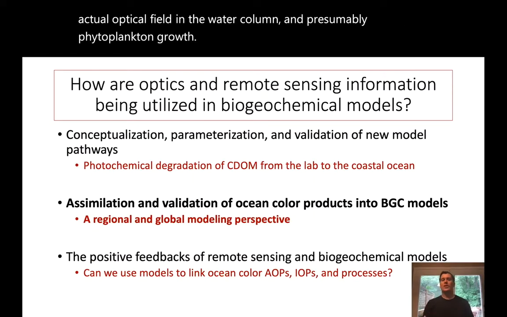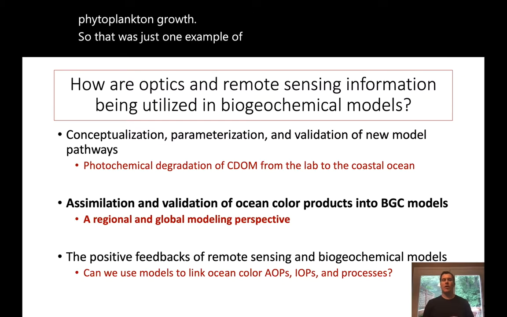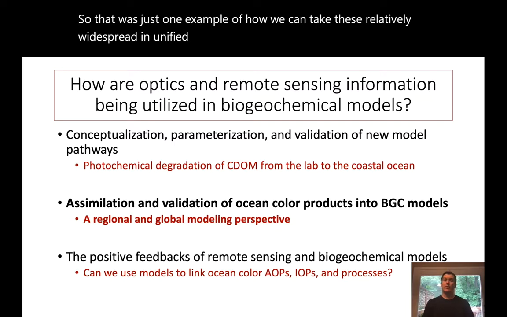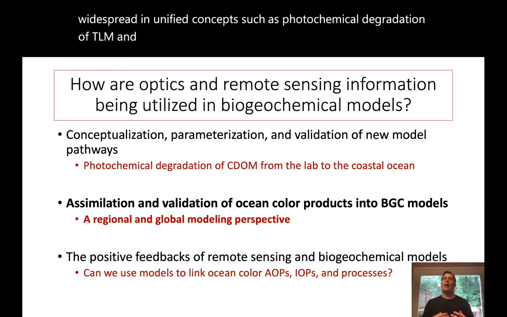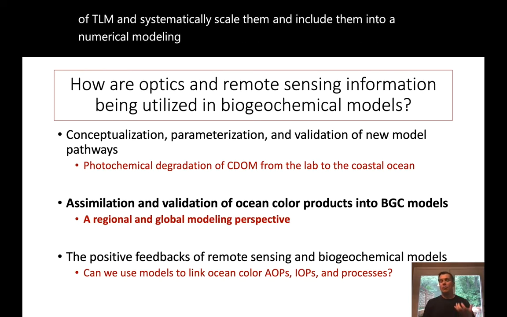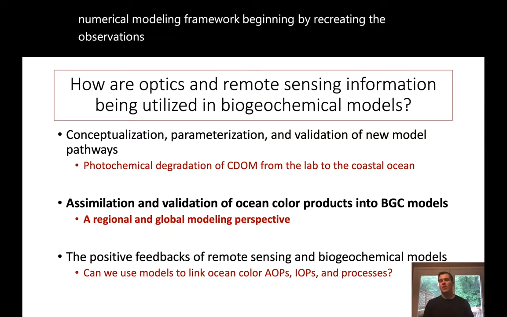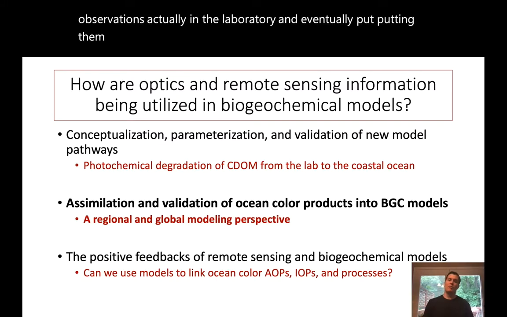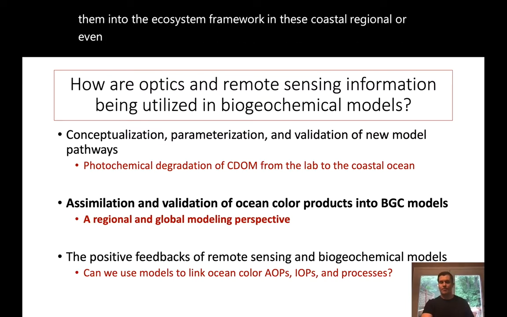So that was just one example of how we can take these relatively widespread and unified concepts, such as photochemical degradation of DOM, and systematically scale them and include them into a numerical modeling framework, beginning by recreating the observations actually in the laboratory, and eventually putting them into the ecosystem framework in these coastal, regional, or even global environments.